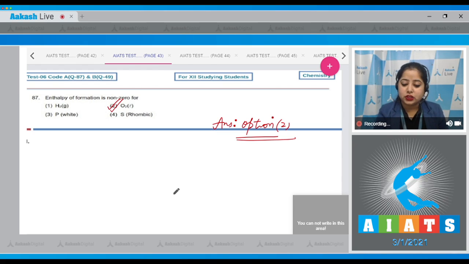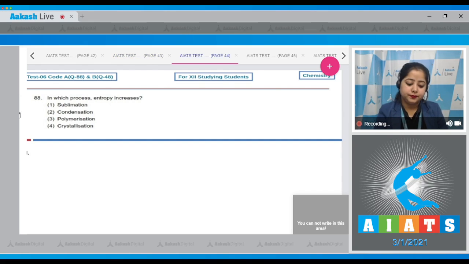So moving to the next question, which is 88. Let's read it. In which process entropy increases, starting with sublimation. Student, sublimation is changing solid to gas. So obviously randomness increases. That means entropy increases. Moving to next, condensation. That means conversion of gas to liquid. So randomness is decreasing. That means entropy will decrease. Polymerization, so many molecules combine to give one molecule. As a result, randomness will decrease, or we can say that entropy will decrease. Moving to next, crystallization is a changing of liquid to crystal. That means liquid to solid. So randomness again decreases. As a result, entropy decreases. So the correct answer is option number 1.